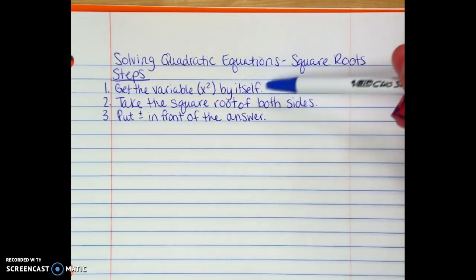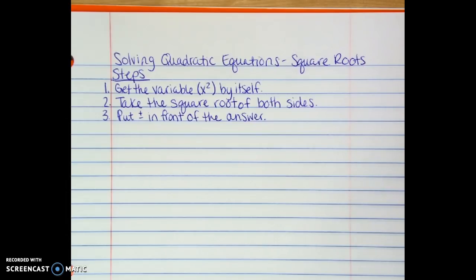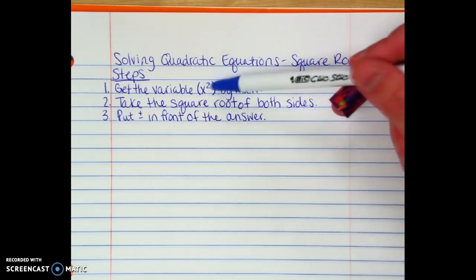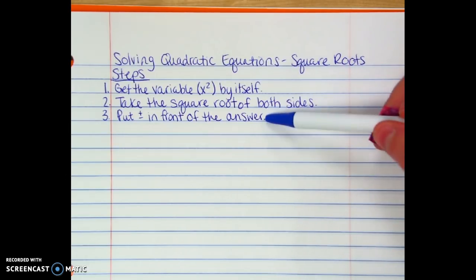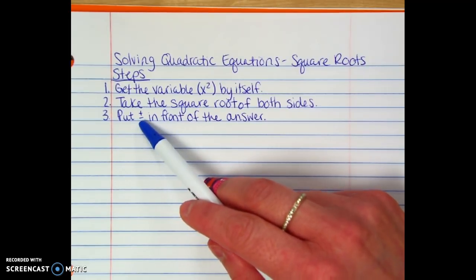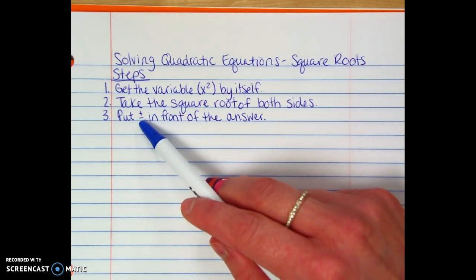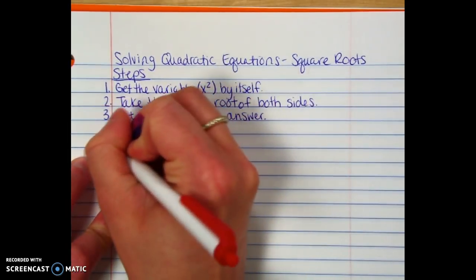Step 1, you need to get the variable by itself. Usually it'll be x squared, y squared, w squared, whatever it might be, but usually it's x squared. Then you take the square root of both sides. And then your last step is to put this symbol in front of the answer. That's just a plus and minus sign, because the answer could be a positive 2 or a negative 2, something like that. Okay, so we have some examples to do. So let's do it.